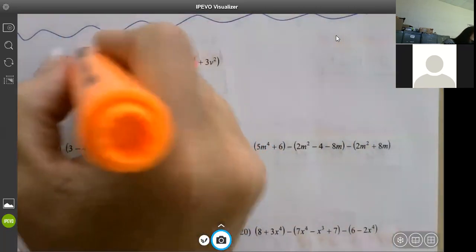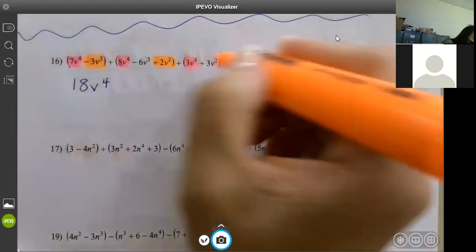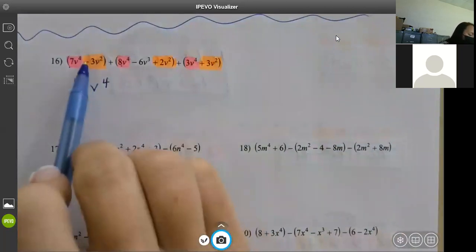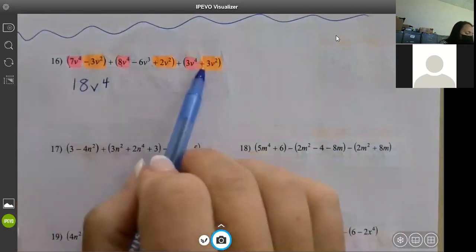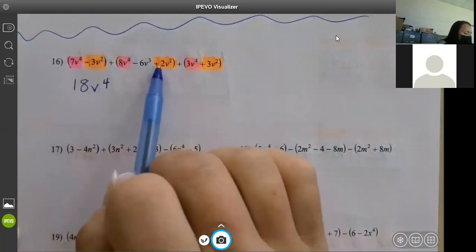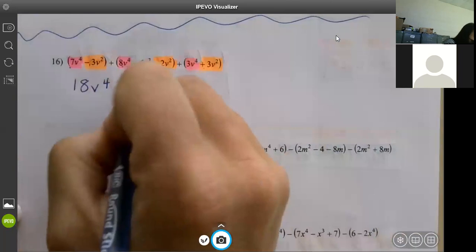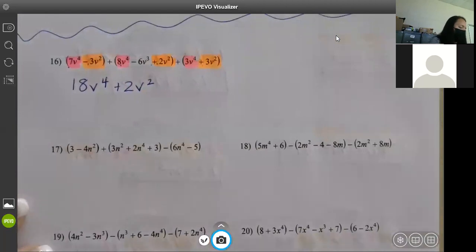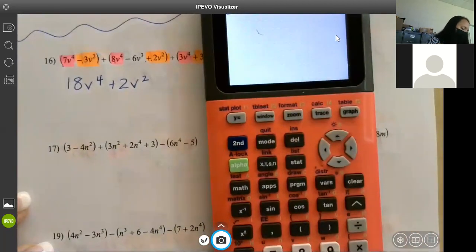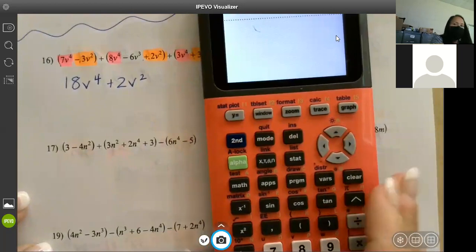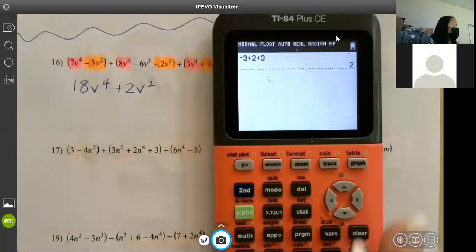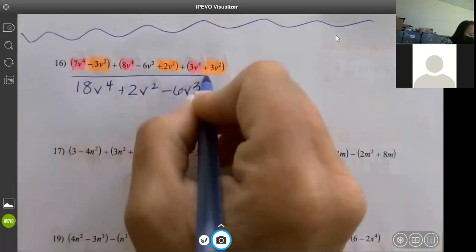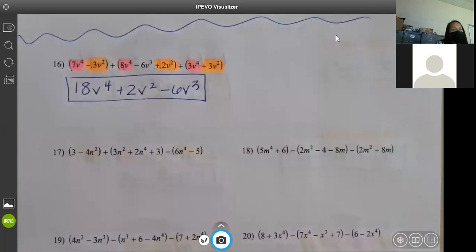The next one we have is a v squared. So I'm going to highlight all the v squares. And then, like I said, you guys can use your calculator. Negative 3 plus 2 plus 3. So negative 3 plus 2 is negative 1, plus 3 is 2. Again, if you guys want to see it, you don't have to put the v's in, just the numbers. So negative 3 plus 2 plus 3 is a positive 2. That's all you have to do. And then the only thing I have left is the minus 6v cubed. So same exact thing we were doing, just more of those numbers.